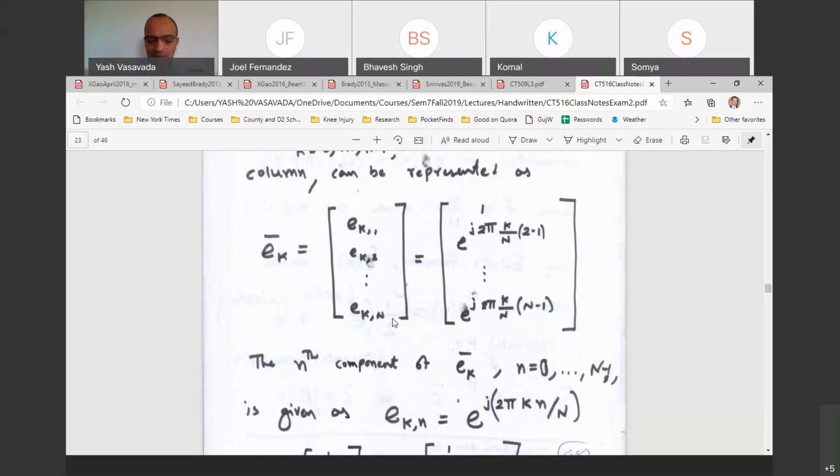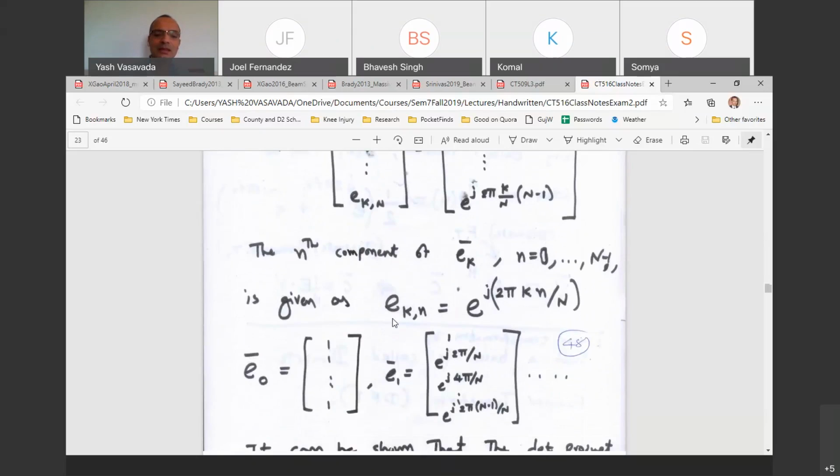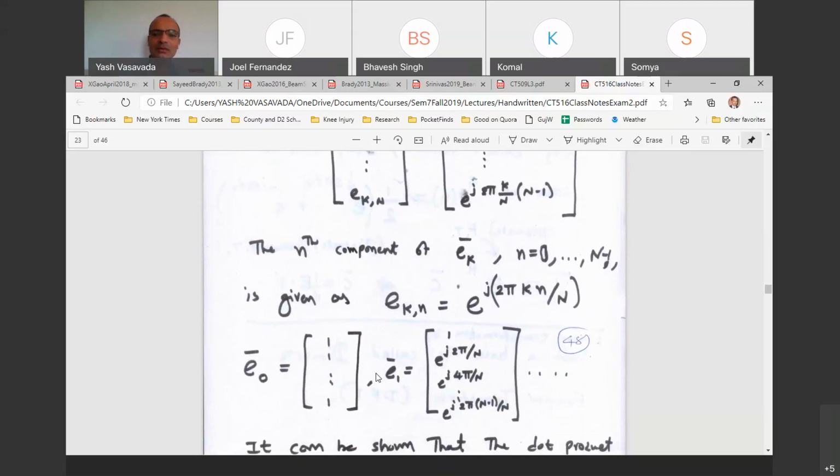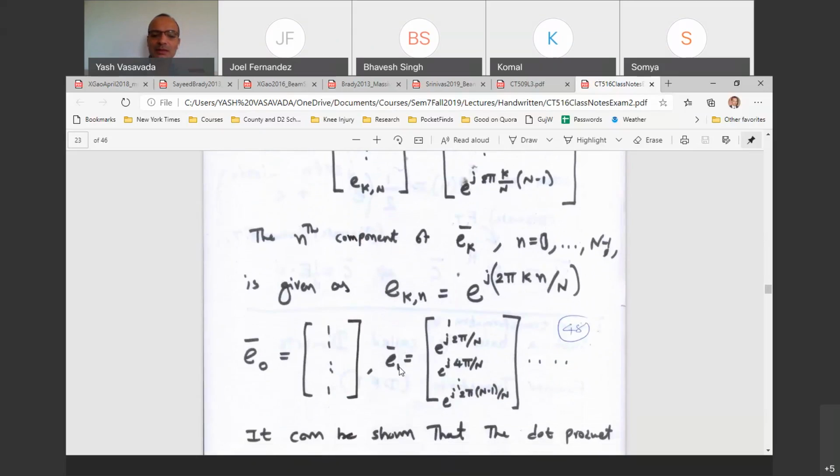The DFT. Sorry, your voice is not very clear. So all the filters are orthogonal. And so what did we call them? The DFT matrix. Exactly. Correct. So Bhavesh is correct. So these different column vectors together define the DFT matrix.